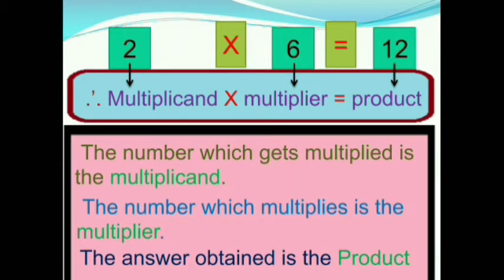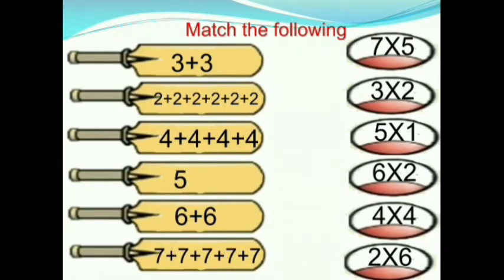The number which gets multiplied is the multiplicand. The number which multiplies is the multiplier. The answer obtained is the product. Here we should match the addition form to its multiplication form.